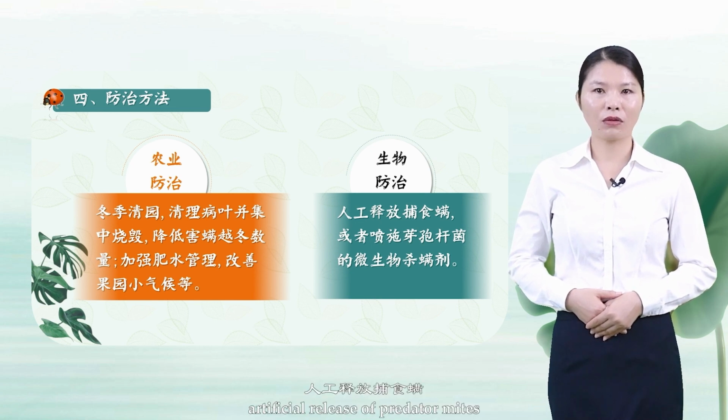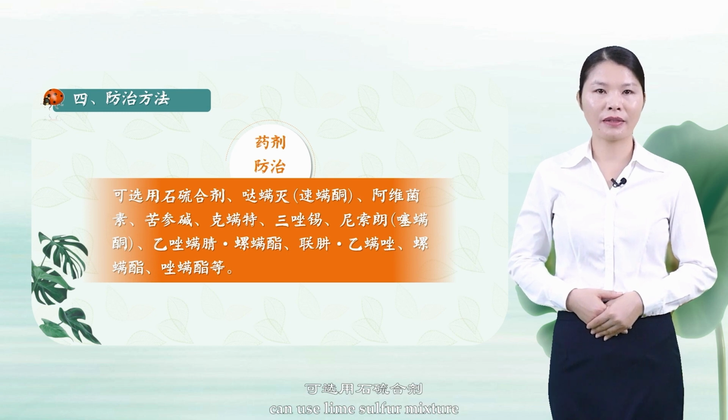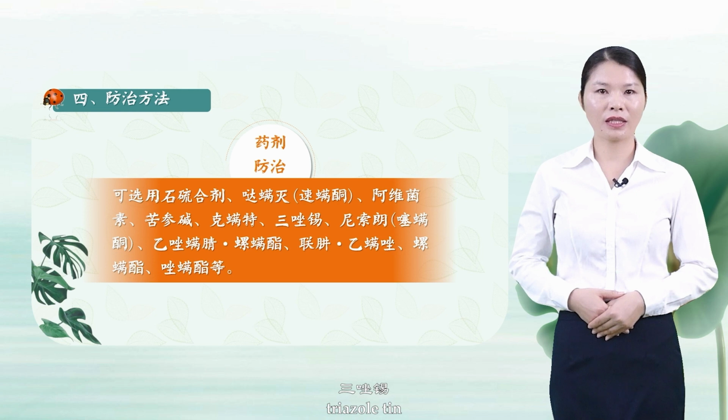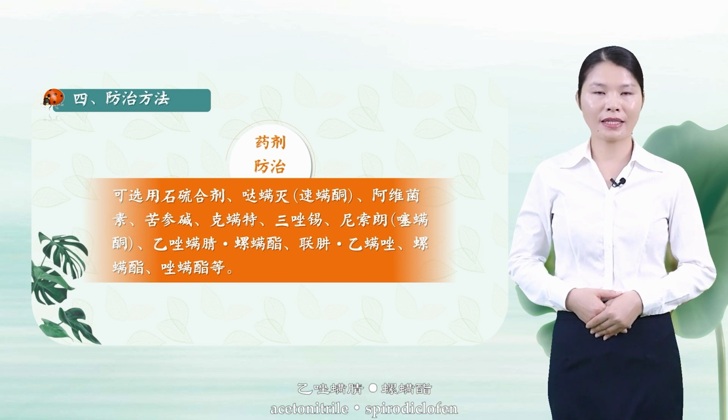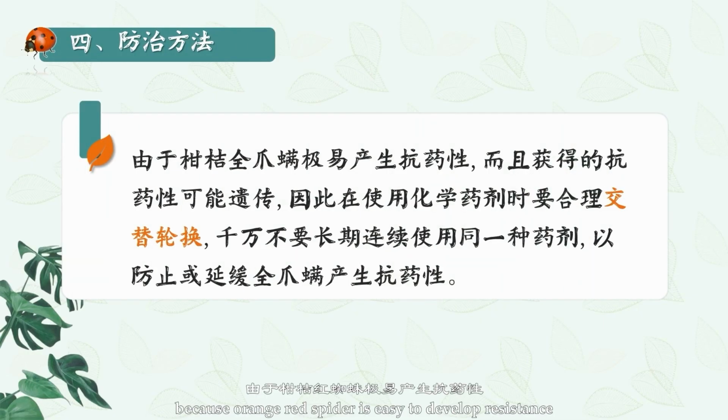Biological control: artificially release predator mites, or spray microbial acaricides with Bacillus. Chemical control: can use lime-sulfur mixture, pyridaben, abamectin, matrine, propargite, azocyclotin, spirodiclofan, etoxazole, fenpyroximate, and so on. Because the citrus red spider mite easily develops resistance, when using chemicals, it is necessary to alternate them properly to prevent or delay the development of resistance.